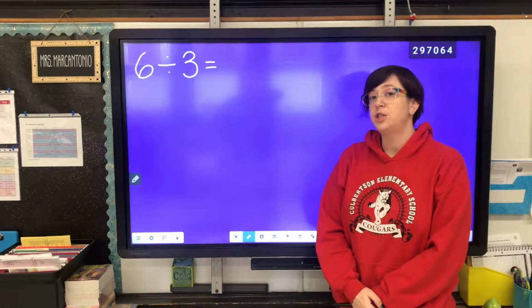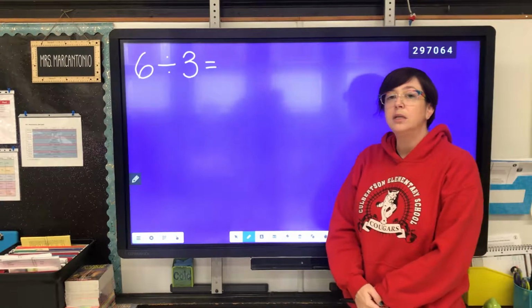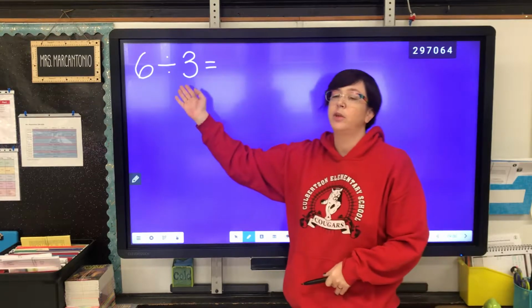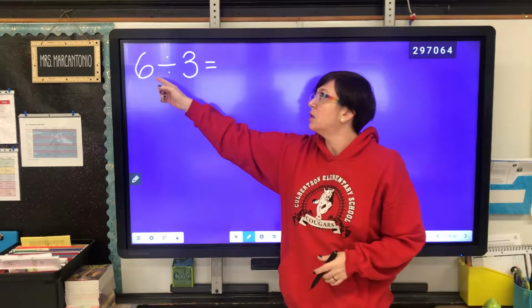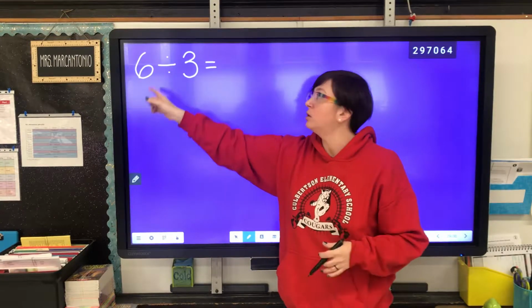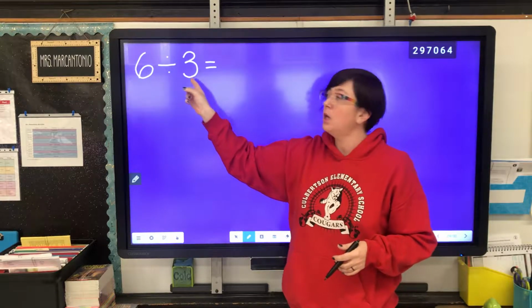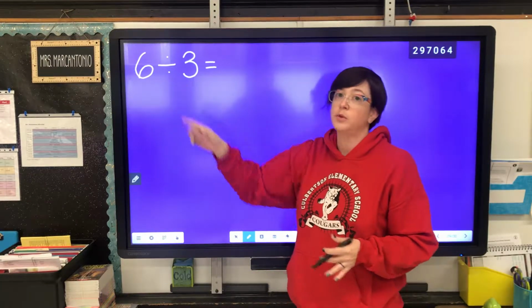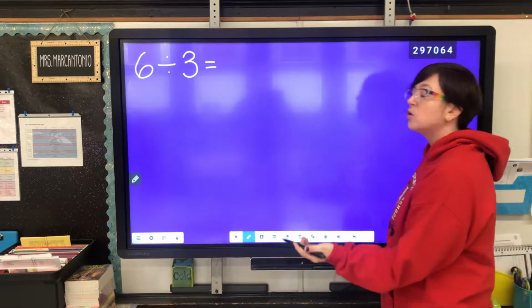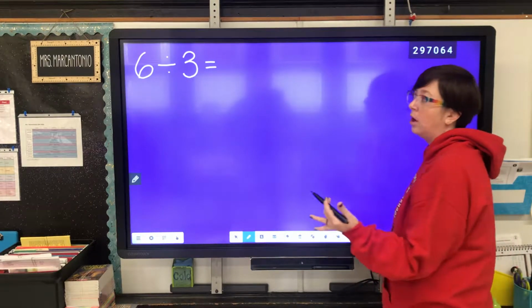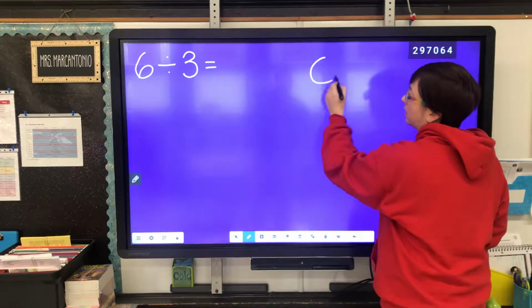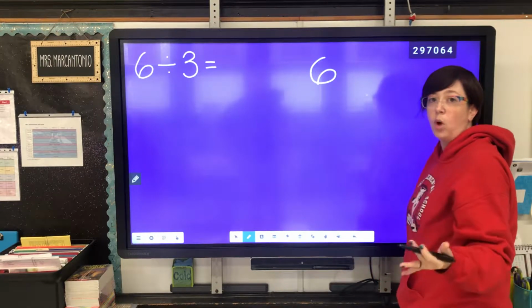Another strategy that we have is using repeated subtraction when we're dealing with a division problem. So this is 6, that's our whole amount, and we're going to divide it into groups of 3, or we're going to have 3 groups. We can think about that either way. So I'm starting with my whole number, my whole total, which is 6. I'm going to take away one group of 3.